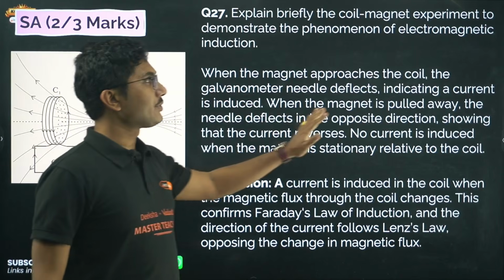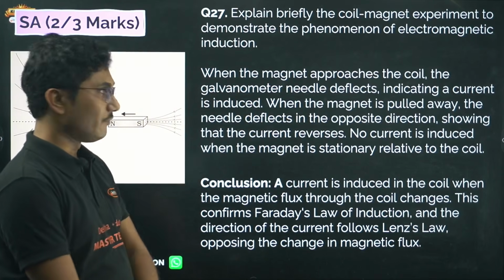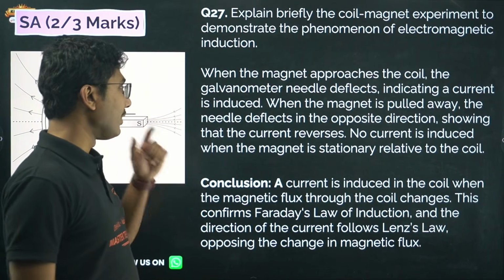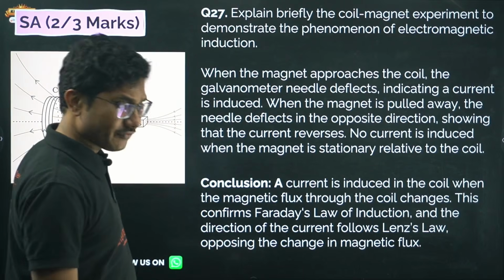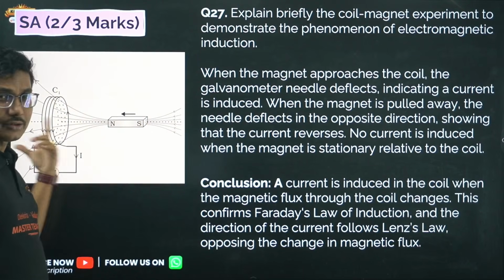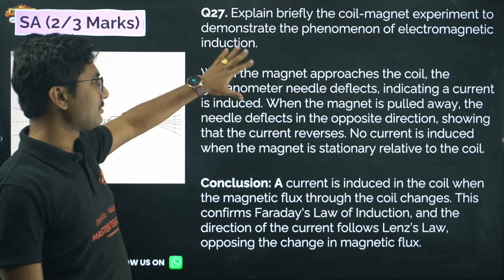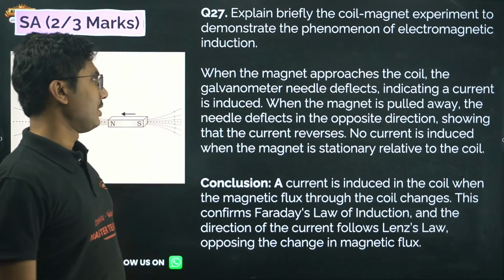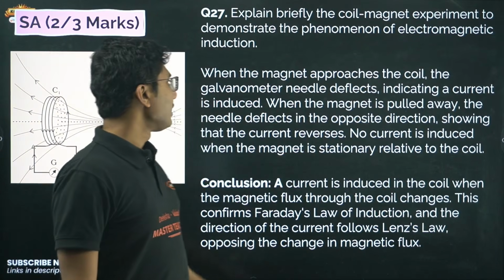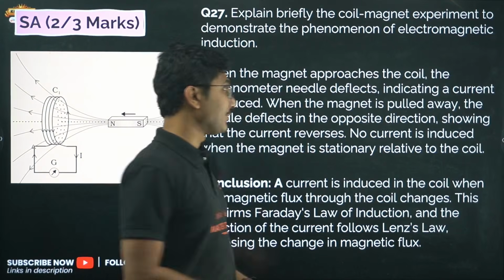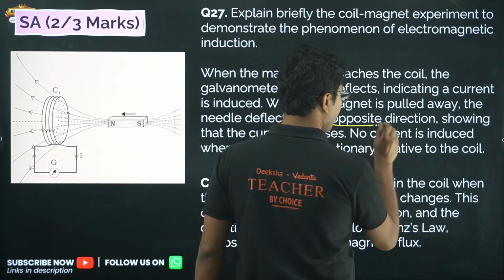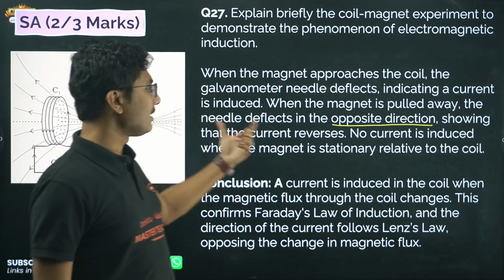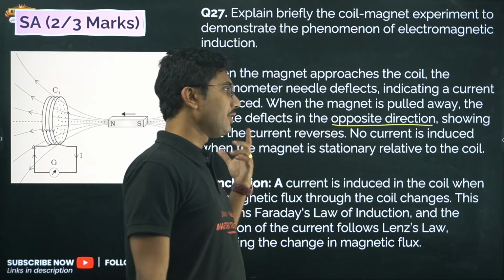First of all, mention that the experiment is as shown in the diagram. When the magnet approaches the coil, the galvanometer needle deflects, indicating that a current is induced. From now you start writing this. When the magnet is pulled away, the needle deflects in the opposite direction. This is very important. You should not forget this. It shows that the direction of the current reverses.